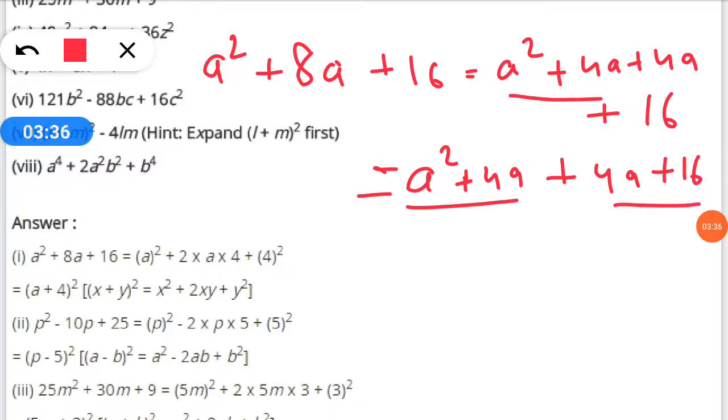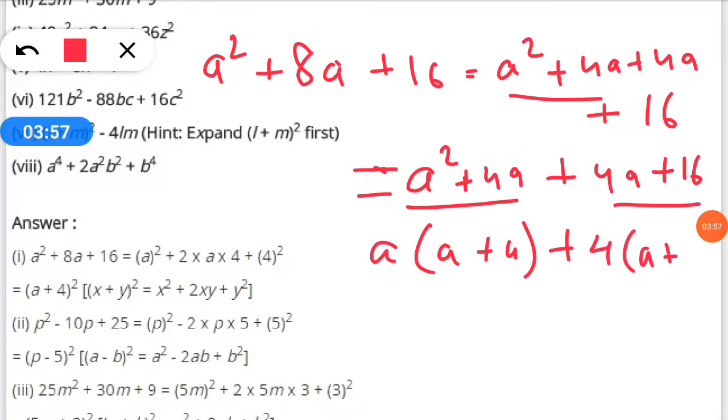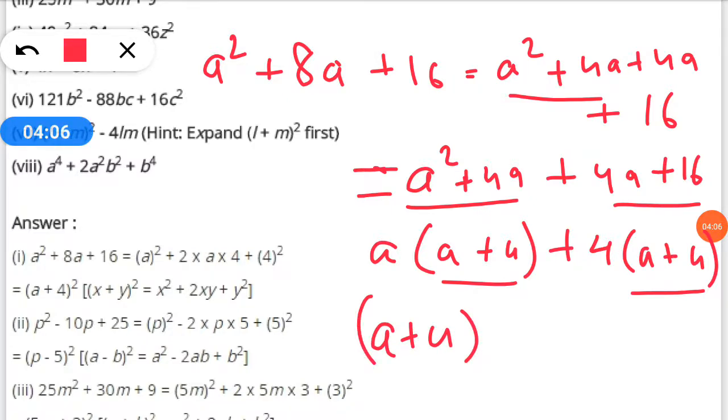Clear? Now we can see that in the first pair we can easily take a common. So what is left? a plus 4 is left. In the second pair we can take 4 as common. So what is left? a plus 4, isn't it? Now a plus 4 again comes, so we take a plus 4 as common. Then what is left out? That is a plus 4.